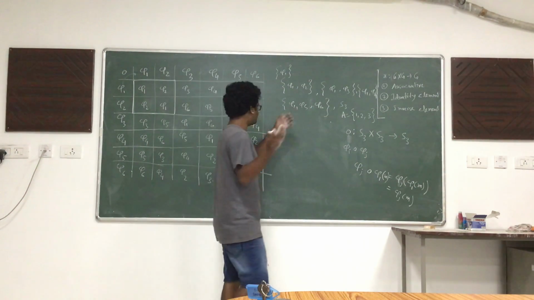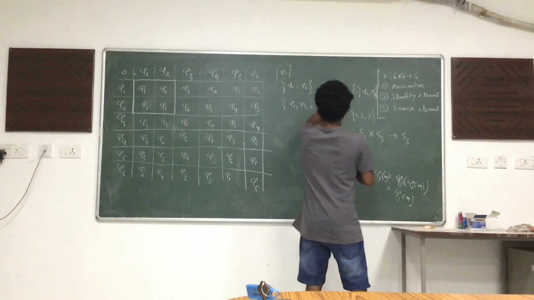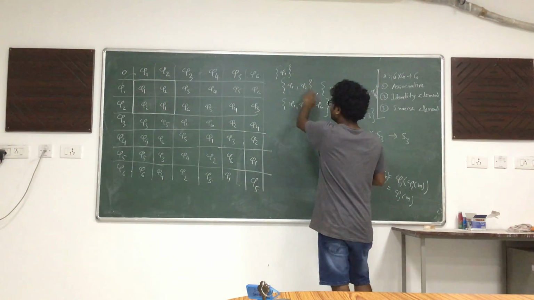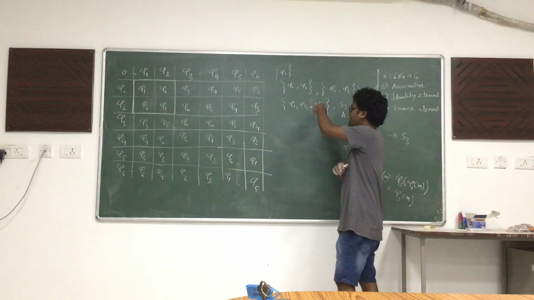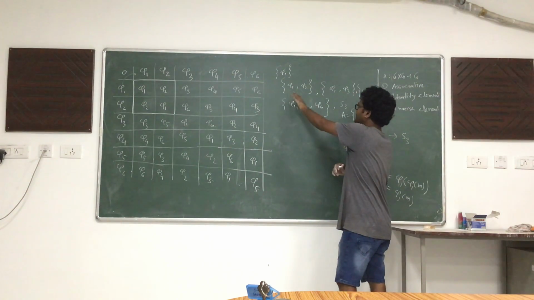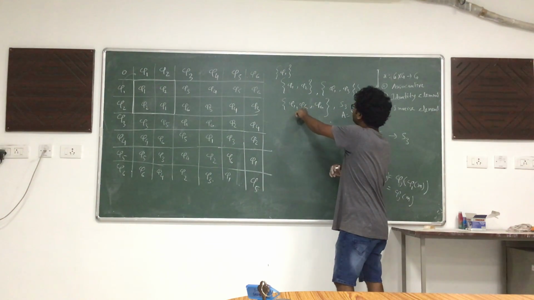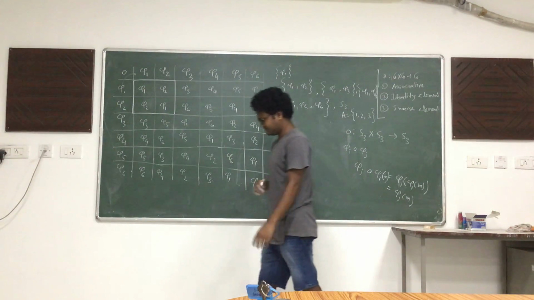Okay, with the same logic we can check phi 1, phi 3. Phi 4 will not be there because these are similar calculations. Okay, and any other will not be there. Phi 5 will not be there.